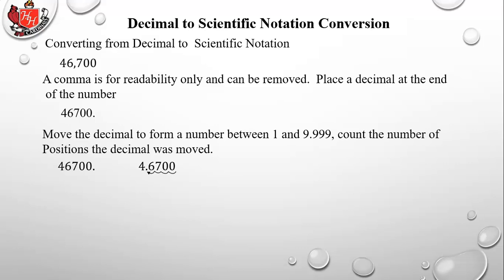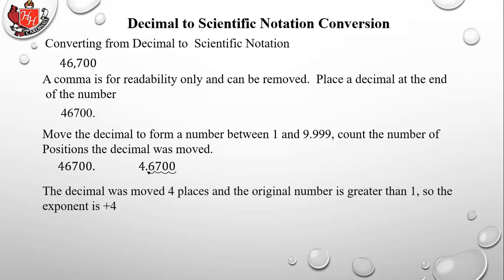So you can see you had to move it 4 places over from where it started. So the decimal was moved 4 places, and the original number is greater than 1. 46,700 is greater than 1, so the exponent is plus 4. So the way you write this in scientific notation is 4.67 times 10 to the 4th power.